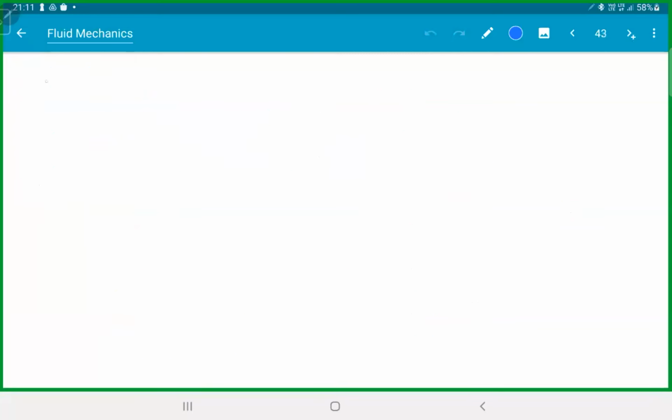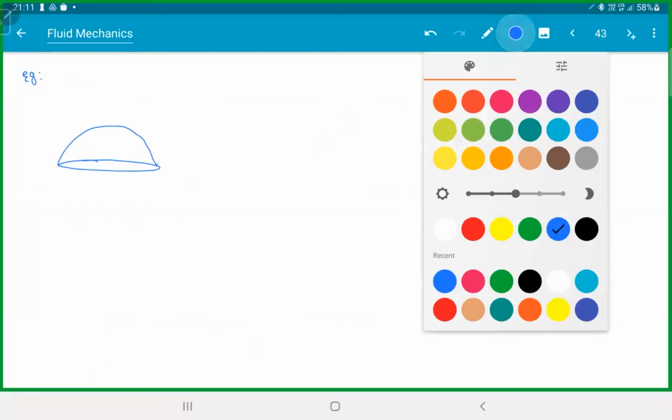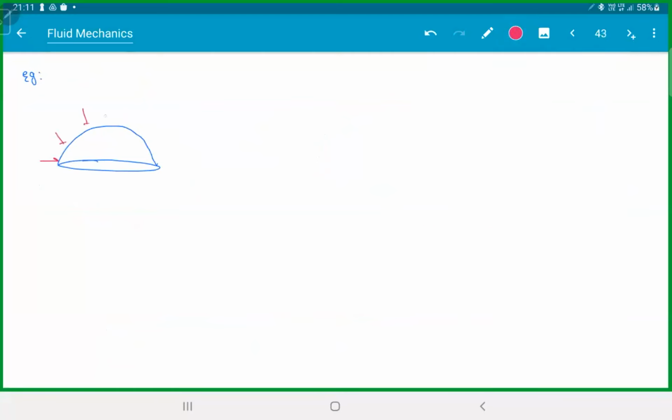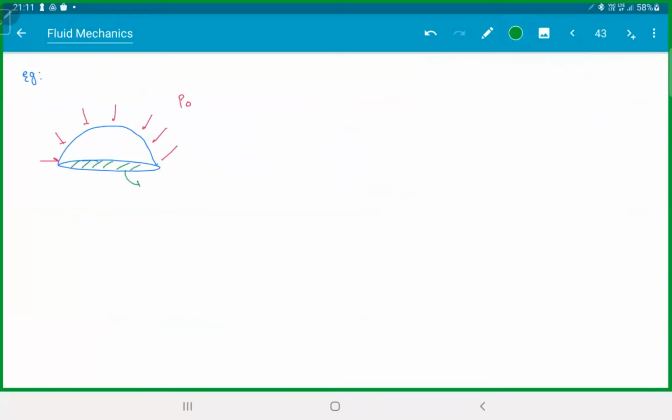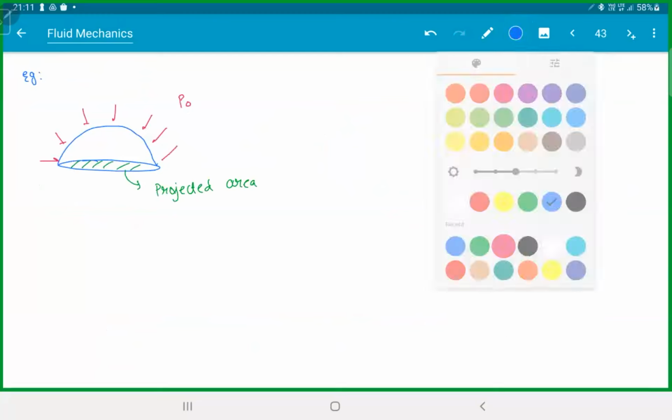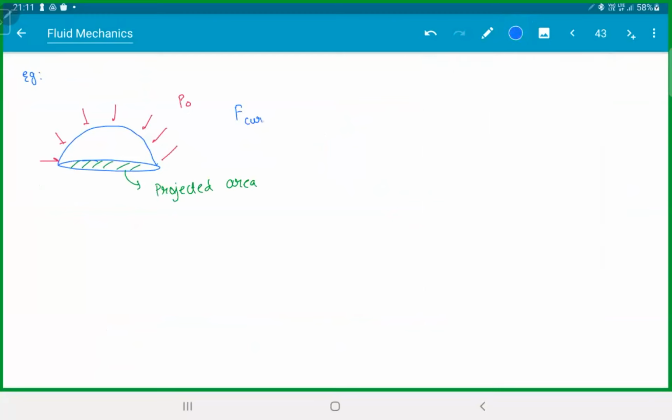Example. Suppose you take a hemisphere like this, and the pressure is acting on this surface, P naught. What is the projected area here? The disk, no? This is the projected area. So the force acting on the curved area, the hemisphere, is given by P naught into pi r square. There is no need to integrate, no need to do anything. Directly you can get the answers.